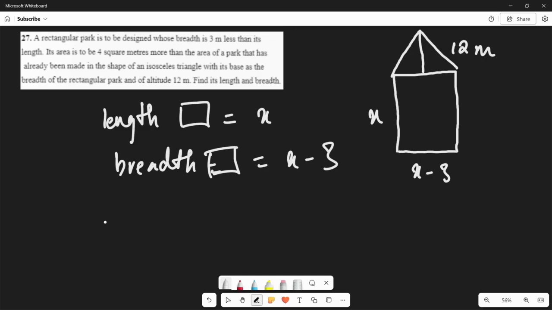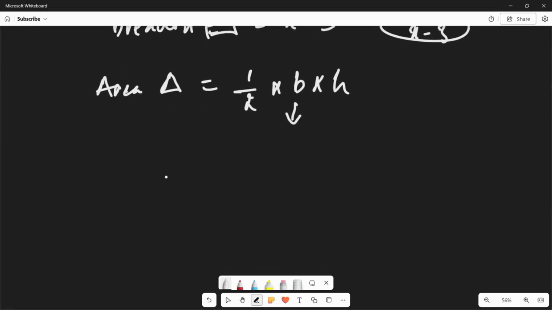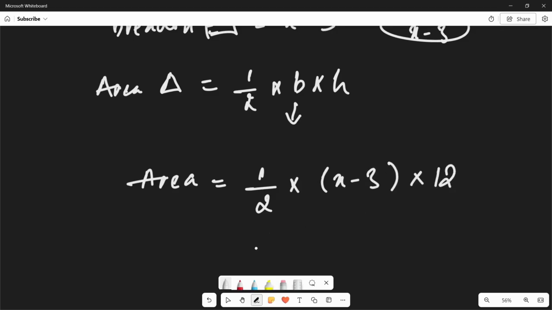So we know that the area of a triangle is equal to half into base into height, and the base here becomes the breadth of the rectangle, and the altitude is already given as 12 meters. So from this data we can get the area of the triangular park, that is half into x minus 3 into 12, that becomes 6x minus 18.